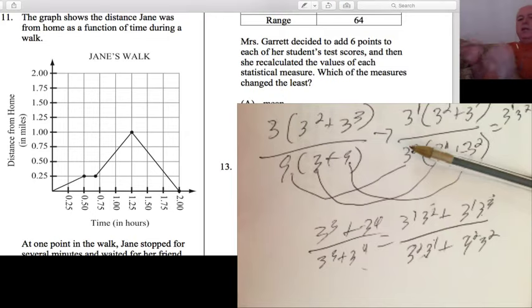So it says Jane's Walk. Not really too detailed here. The bottom says time in hours, and the left-hand side says distance from home in miles. All right, so it seems like she's walking away from her home somewhere. And I'm just going to start interpreting the data at this point. Again, it may not be the question. I'm trying to understand what the illustration is even there for.